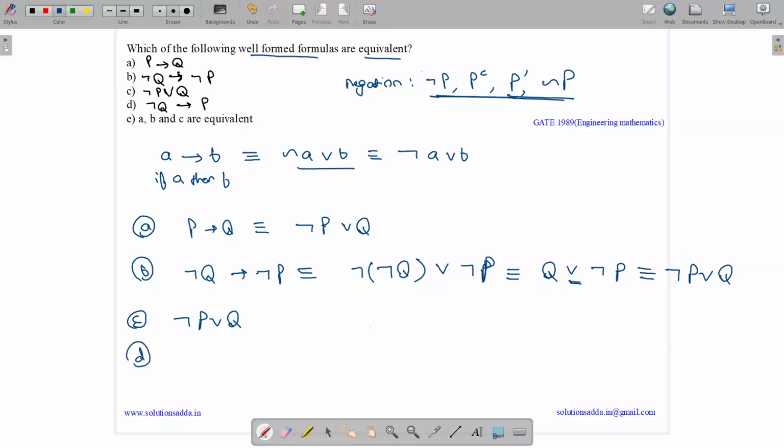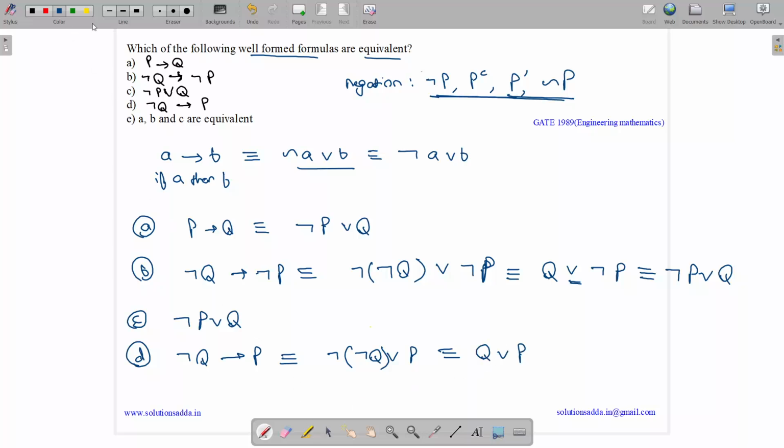Let us see option D. It is negation of Q implies P. It is equivalent to negation of negation of Q or P, and it is equivalent to Q or P.